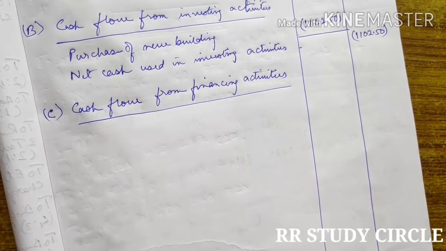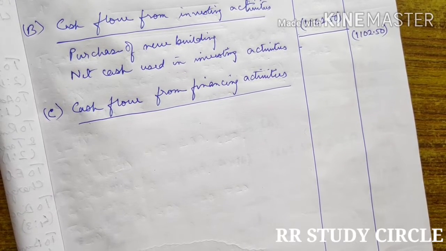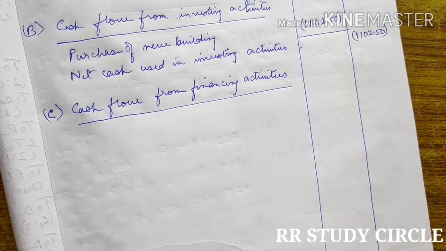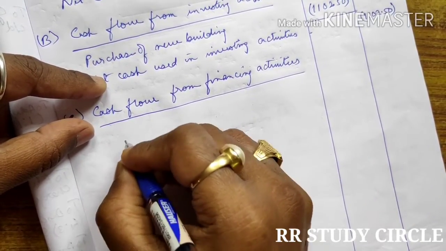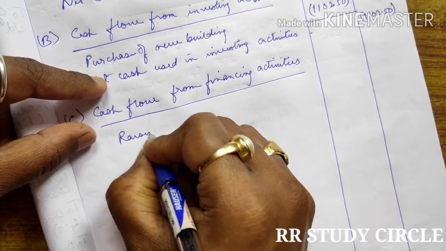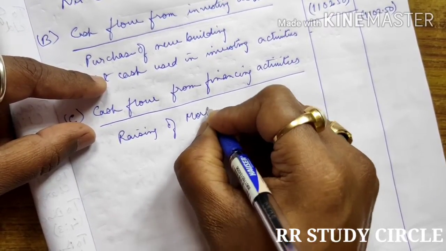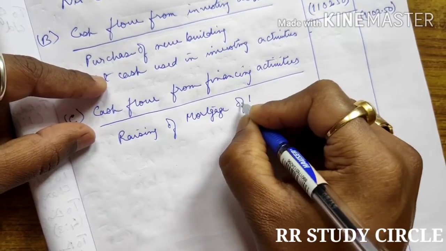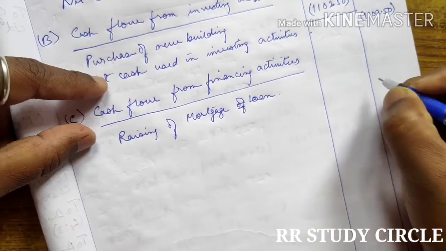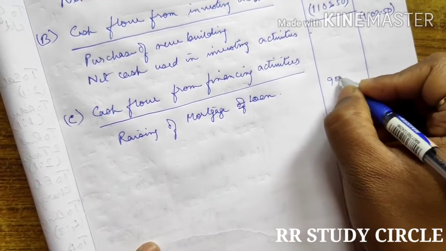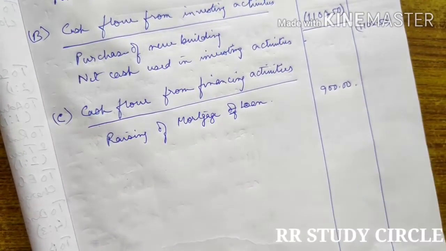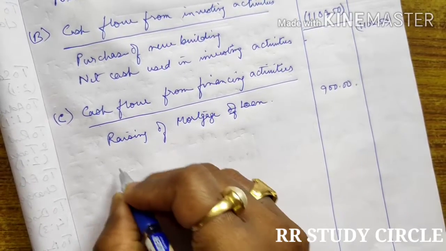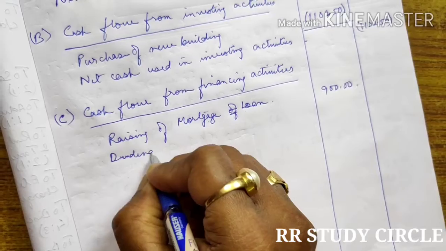Now in order to do this, just look into the liabilities portion. There is one amount of mortgage loan which was nil in the previous year opening, and in the closing it was rupees 900. So we can say that the amount of loan has been taken. So you can write raising of mortgage loan. The amount is rupees 900. As this amount is coming to you, it will be in positive figure.